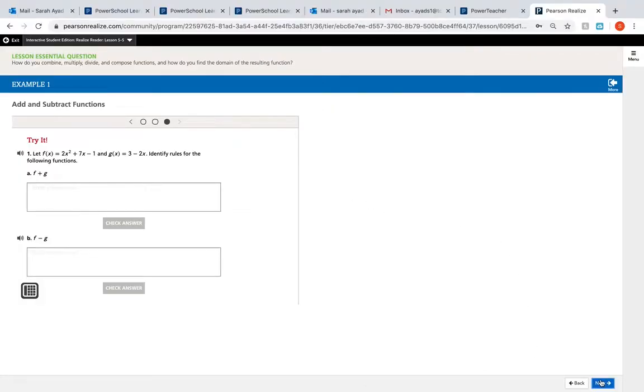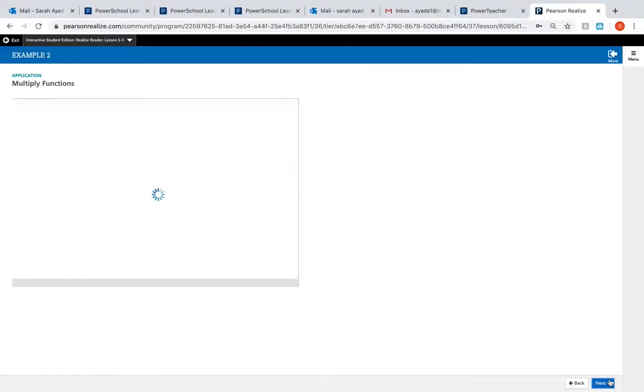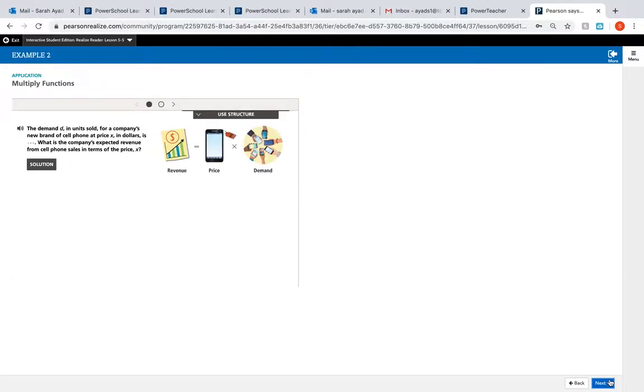Alright, let's go ahead and take a look at example 2. So we're going to be dealing with a lot of real world applications in this section, since we are talking about operations with functions. So one operation that we're going to talk about is revenue. As it shows in the diagram here, revenue is equal to the price of a product multiplied by the demand of that product.